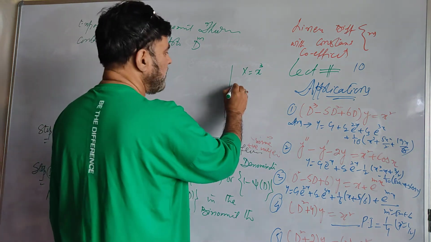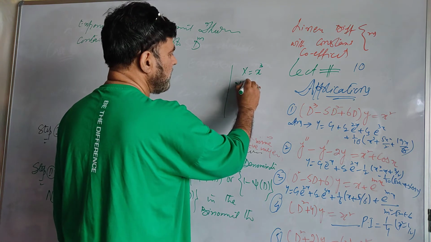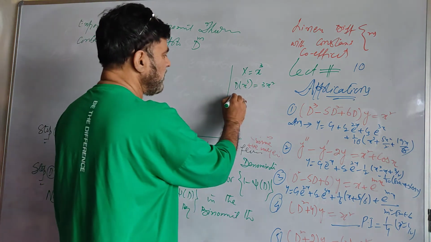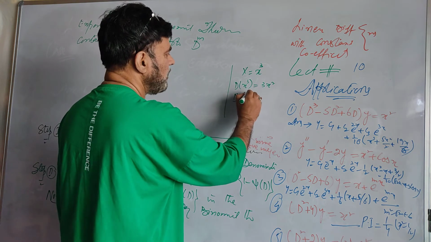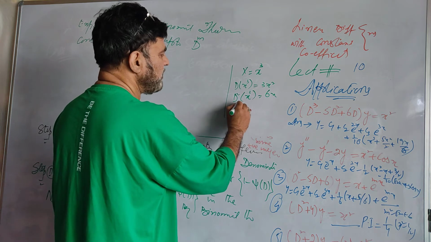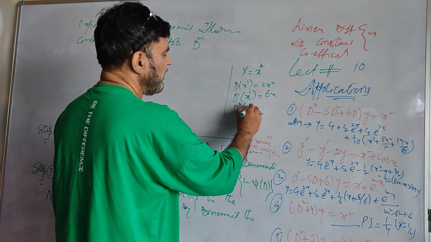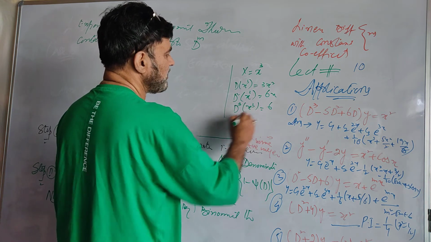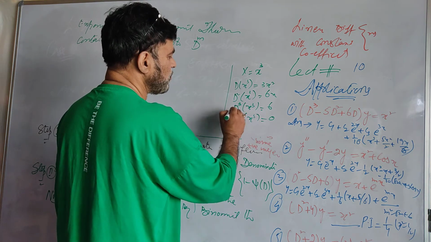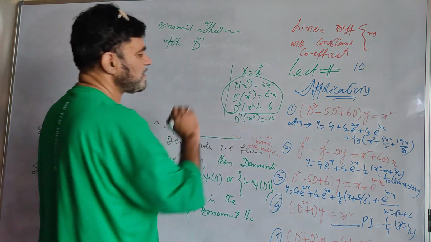Remember, if I write D of x cube, what is that? Differentiation. It is 3x square. When I write D2 of x cube, it is 6x. When I write D3 of x cube, what is that? It is 6. When I write D4 of x cube, what is that? It is 0. So I need these terms.